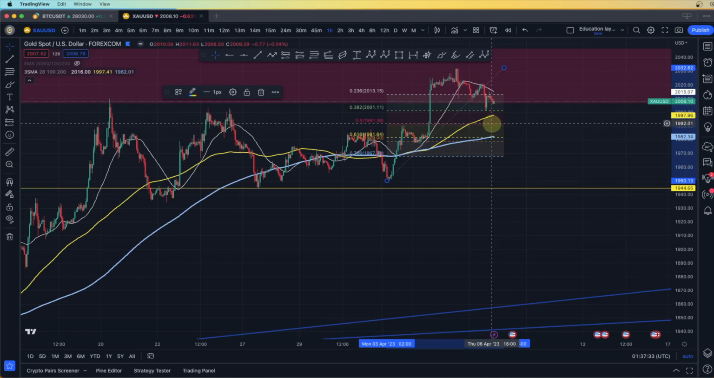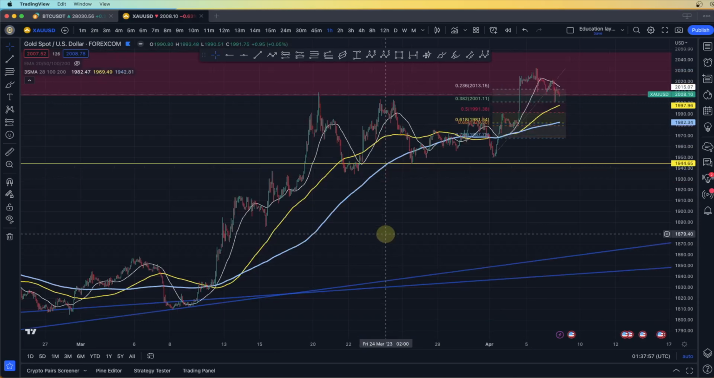First, if I lose this 50% area and the 100 moving average, I'm going to go for the 618 area and the moving average 200. As you can see here, those two are on the same area. That is a really good area for us to open the long position.